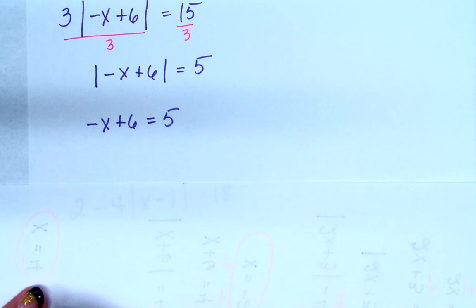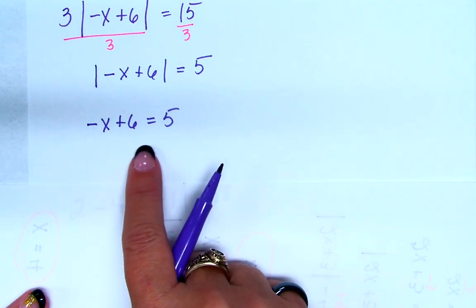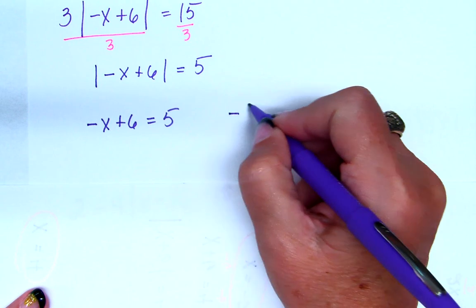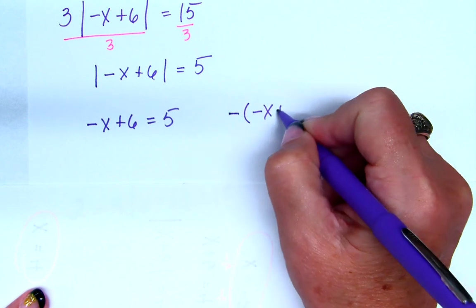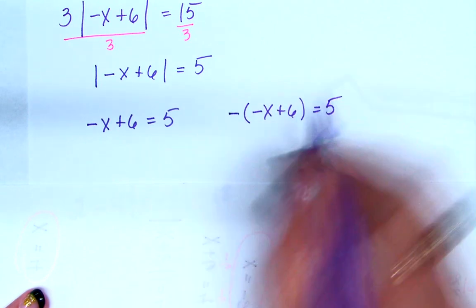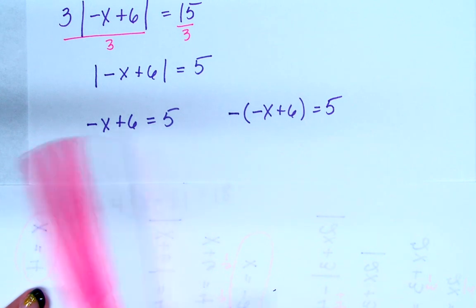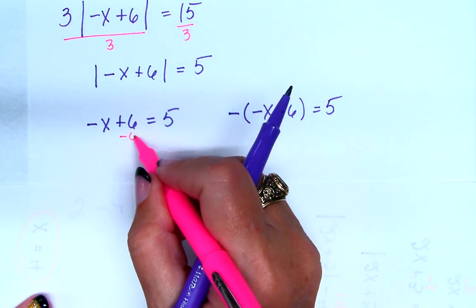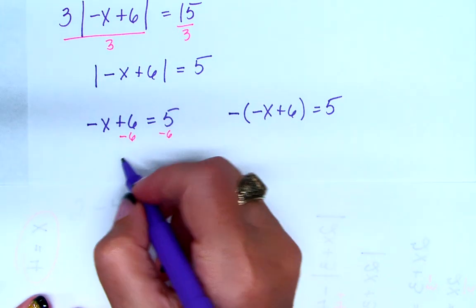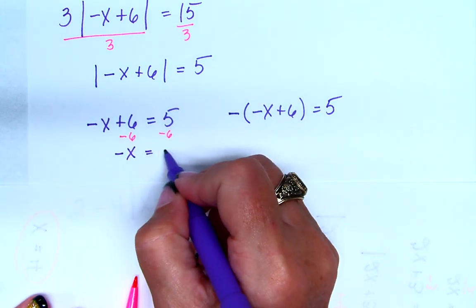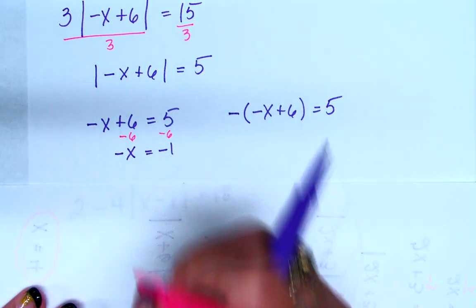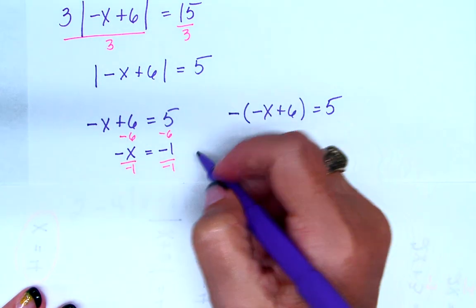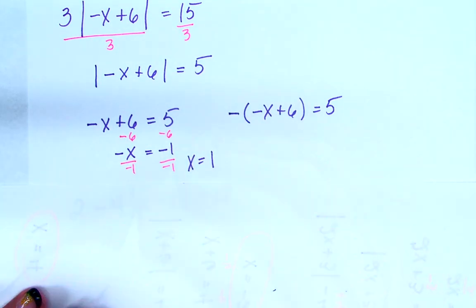Excellent. Now do I keep going right here? Oh, whoa, whoa. Very good. I have to make the second equation. What's it? Uh-huh. Very good. Very good. Okay. Now what do I do here? Okay, so what do you mean to do? Subtract 6 on each side. So negative x equals negative 1. If I divide both sides by negative 1, x equals 1.